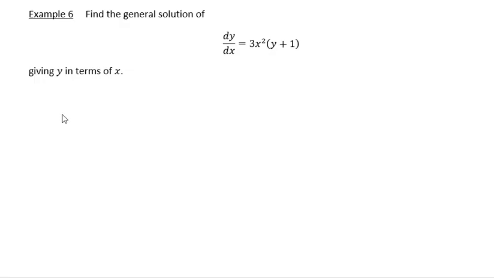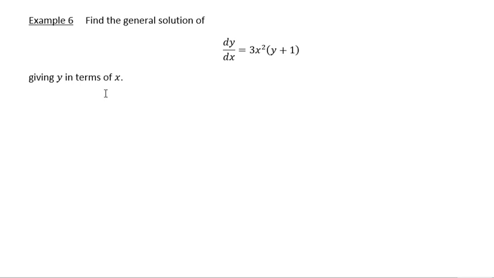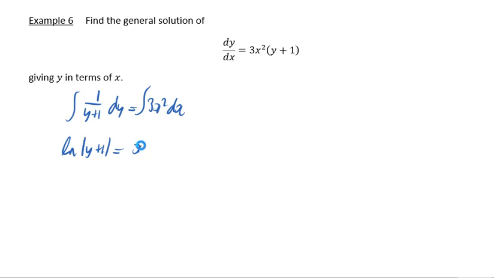Okay, same idea in this example. I'm going to speed through this one a bit. You're probably getting a bit fed up with these examples. So this one, I'll bring the y's across first of all. You're going to have 1 over y plus 1 dy is equal to 3x squared dx. And then we're just separating the variables. The left-hand side is just going to be ln of modulus of y plus 1. Right-hand side is going to be x cubed plus c.